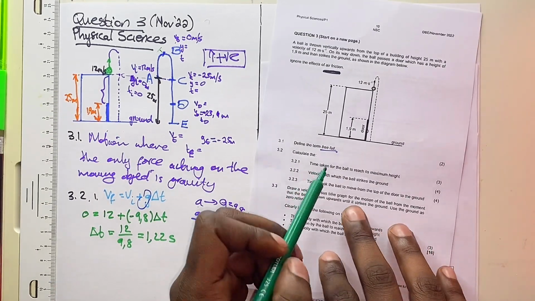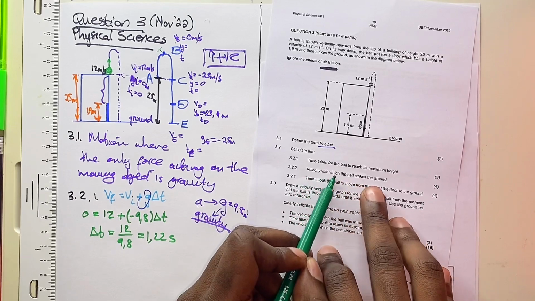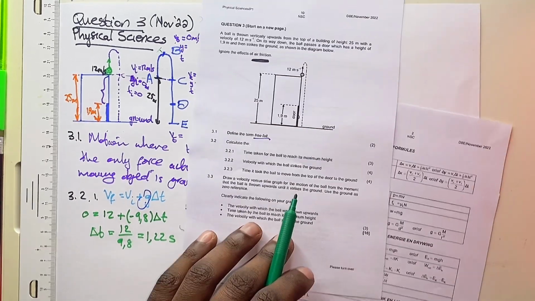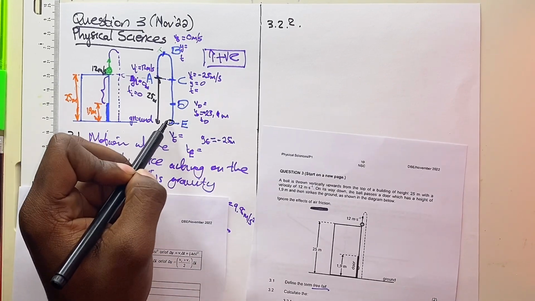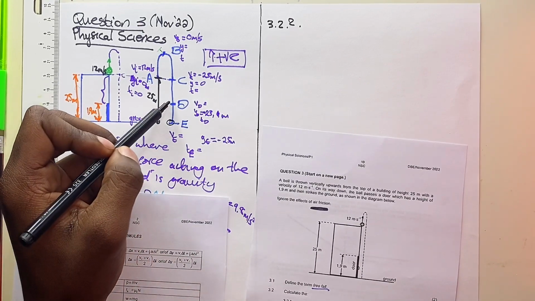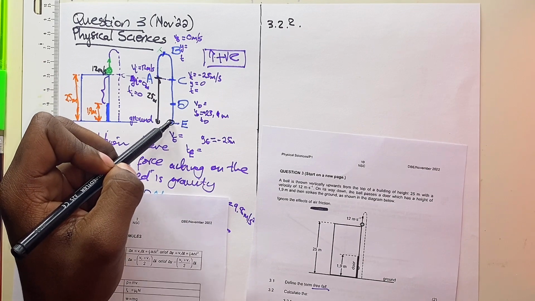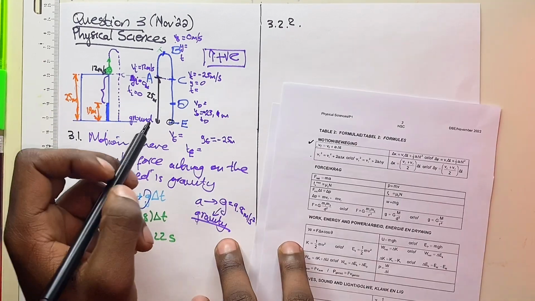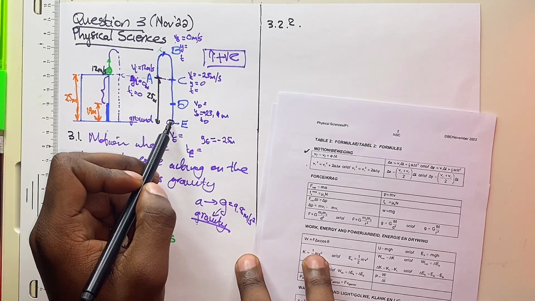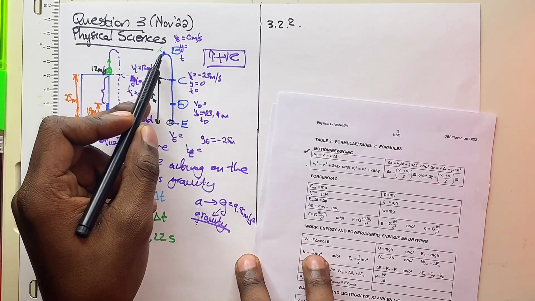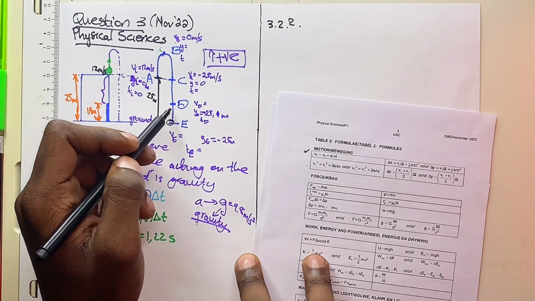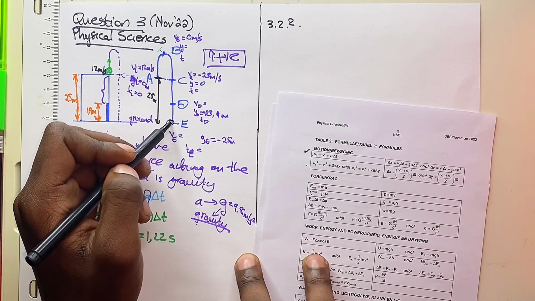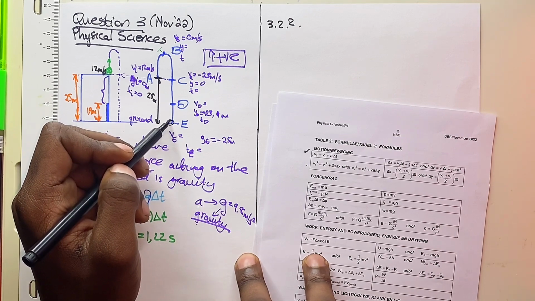3.2.2 says calculate the velocity in which the ball strikes the ground. So we want the velocity at E. How fast will the ball be when it reaches the ground? The thing you have to notice here is that wherever this ball is coming from, that will be our initial position, and E, where it finally ends up, will be our final position.